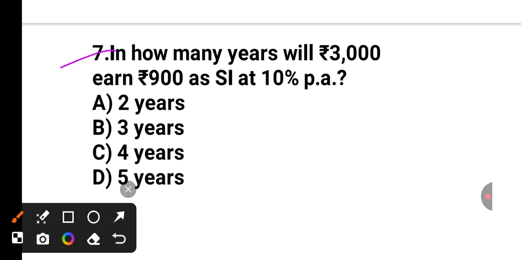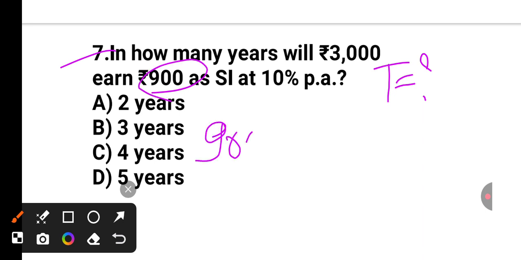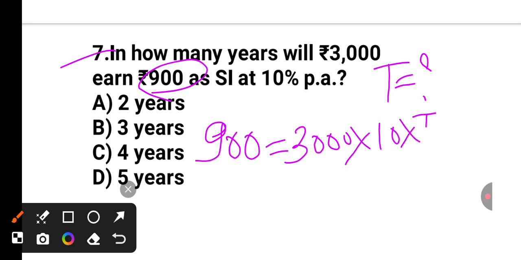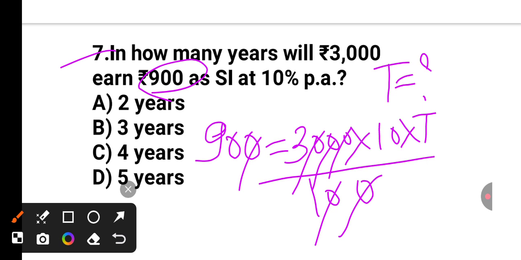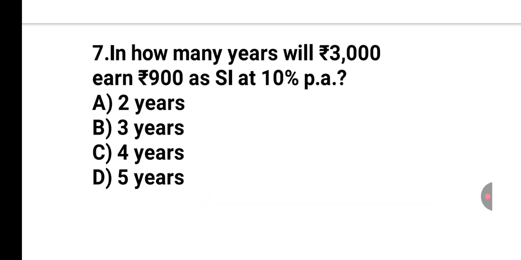Next, in how many years, means T is equal to question mark. Again, this is simple interest. 900 equals 3000, the principal, into 10 into T divided by 100. Cancel the zeros. This is 3, means 3 years.